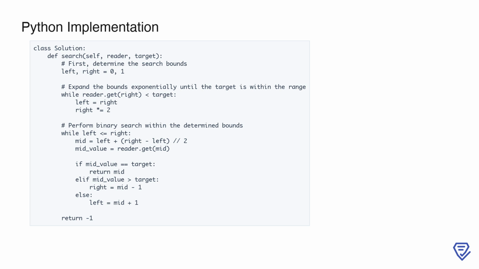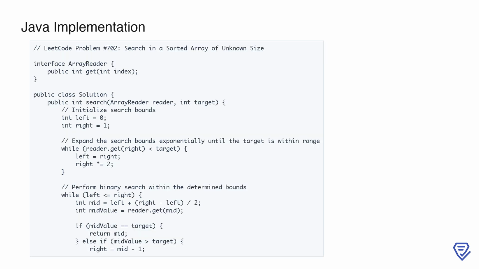This implementation is efficient, with a time complexity of O(log n) for both the range determination and binary search, where n is the position of the target in the array. The exponential expansion ensures that the algorithm adapts dynamically to the unknown size of the array, making it suitable for this problem's constraints. In this solution, we're tackling the problem of searching in a sorted array of unknown size.